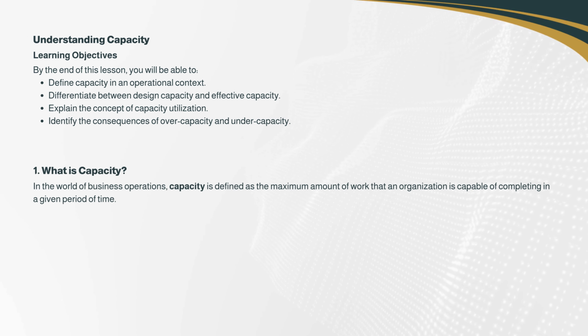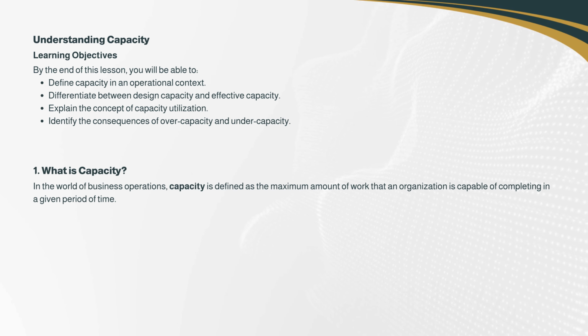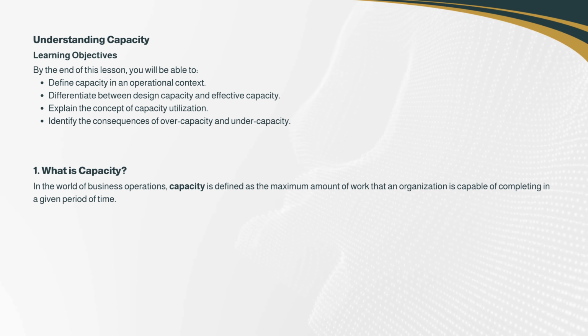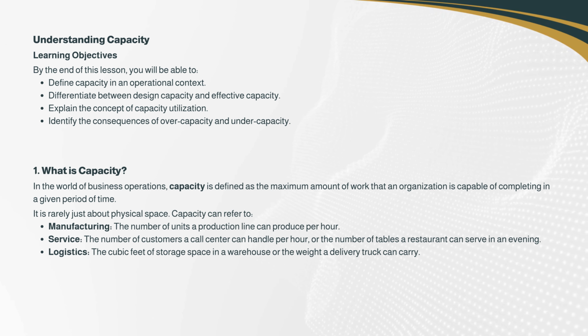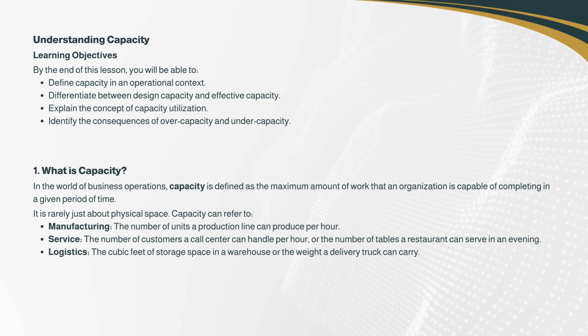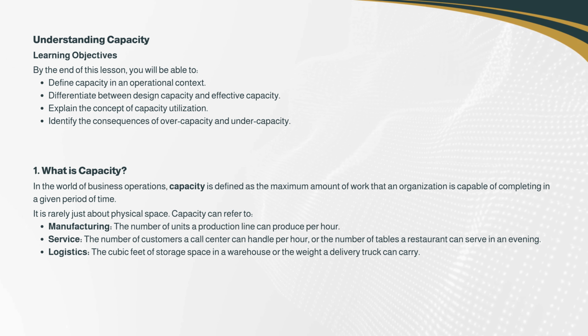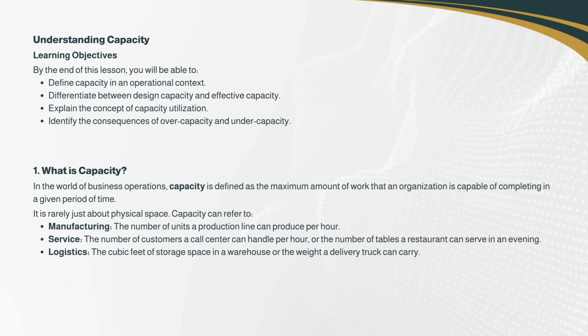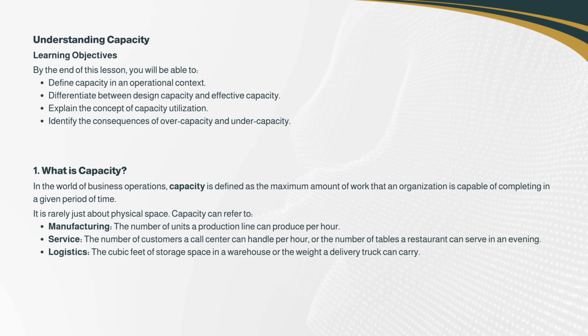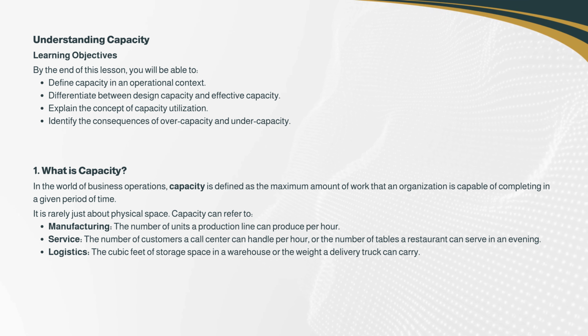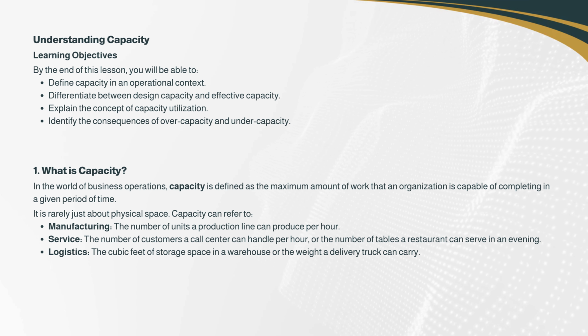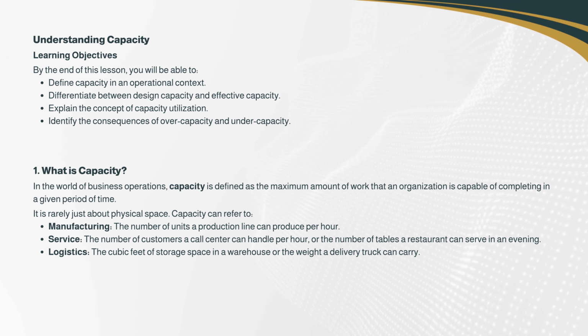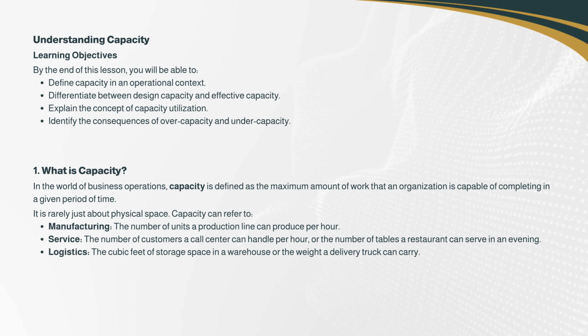1. What is capacity? In the world of business operations, capacity is defined as the maximum amount of work that an organization is capable of completing in a given period of time. It is rarely just about physical space. Capacity can refer to manufacturing, the number of units a production line can produce per hour; service, the number of customers a call center can handle per hour, or the number of tables a restaurant can serve in an evening; logistics, the cubic feet of storage space in a warehouse or the weight a delivery truck can carry.